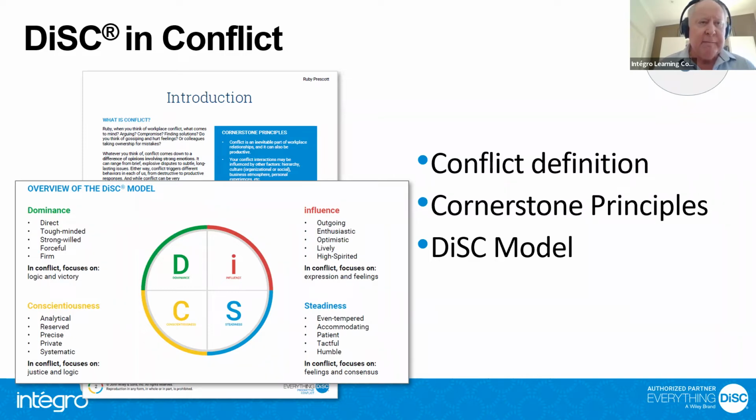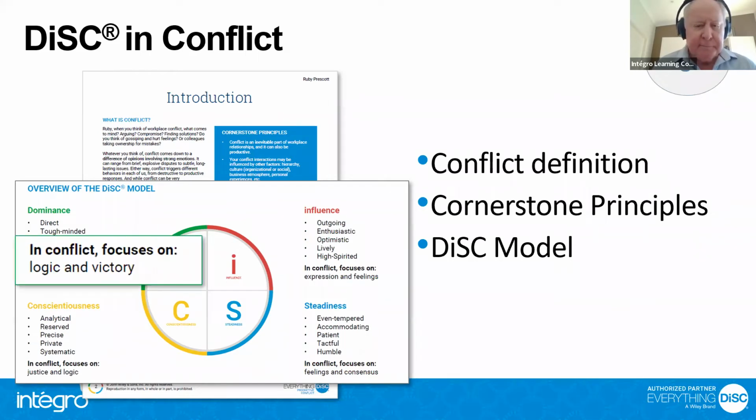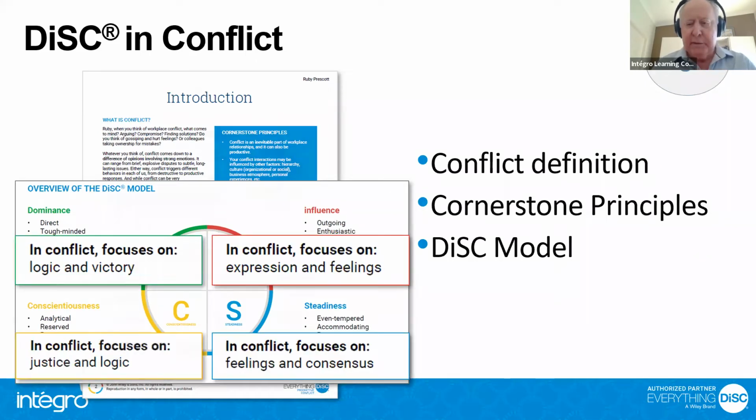We can see here the D style focuses on logic and victory, winning, okay? The I style focuses on expressing themselves. And if they're emotional and in a conflict situation, they can be very expressive, and they're sharing a lot of feeling and getting really passionate. The steadiness or S style focuses on feelings and consensus, right? They want to create harmony if they can. And of course, the C style focuses on justice and logic. Is it right? And they just focus on the facts and try to avoid dealing with emotions. All right, so that's pretty straightforward, isn't it? All right, so looks like we've already been through those.